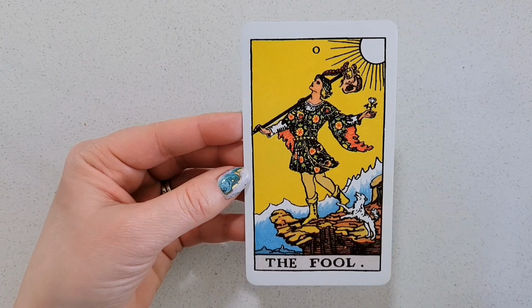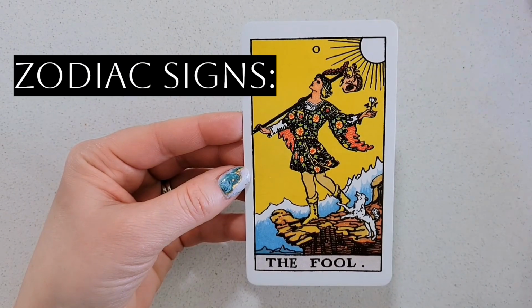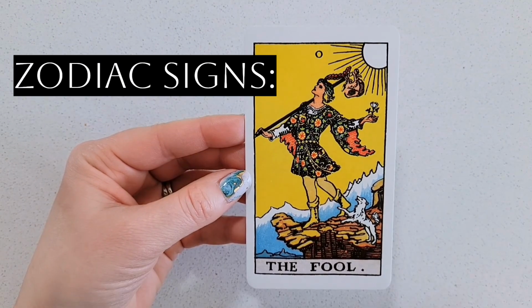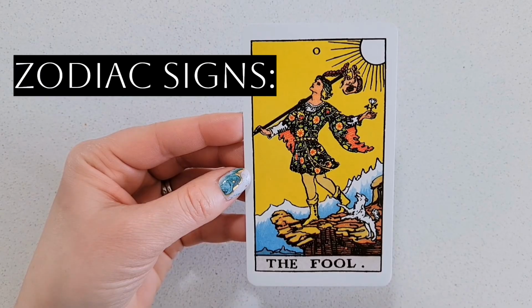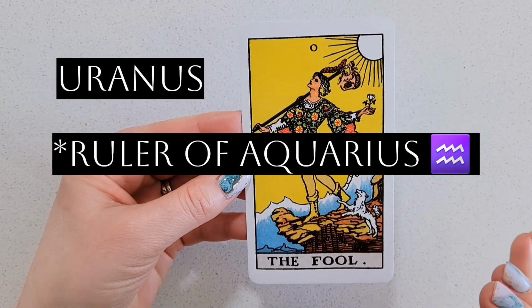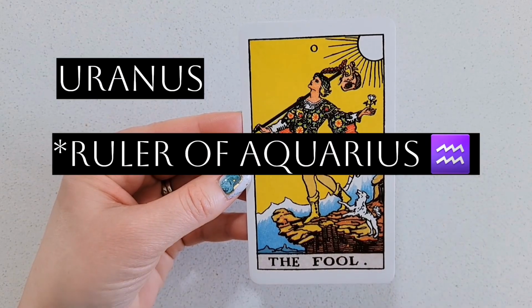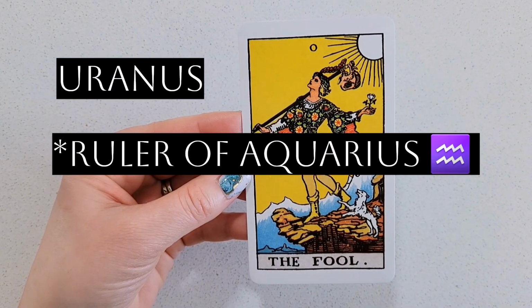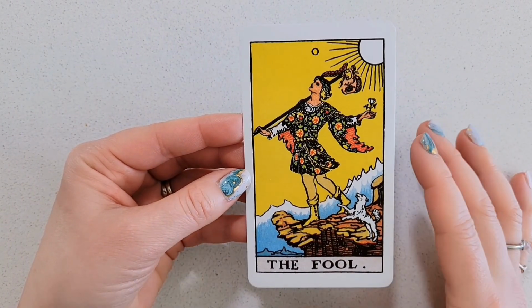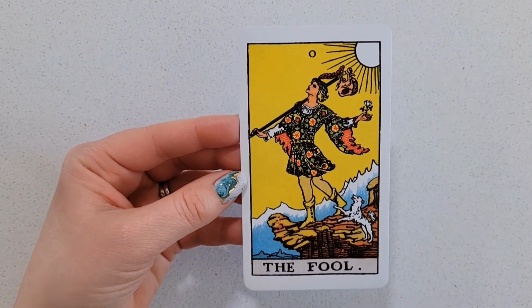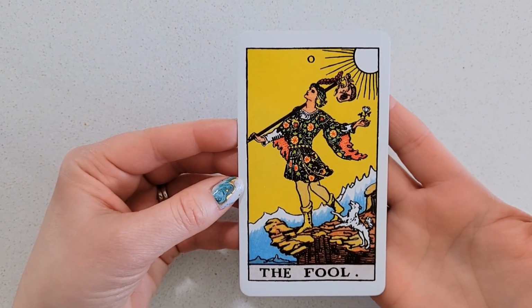So now, if you're following along with our workbook, I'm going to move over to the zodiac signs. And he is connected to the planet of Uranus. And Uranus is all about sudden change and creativity, independence and innovation, new beginnings and freedom. So that goes right along with all the stuff we noted in the imagery meaning.